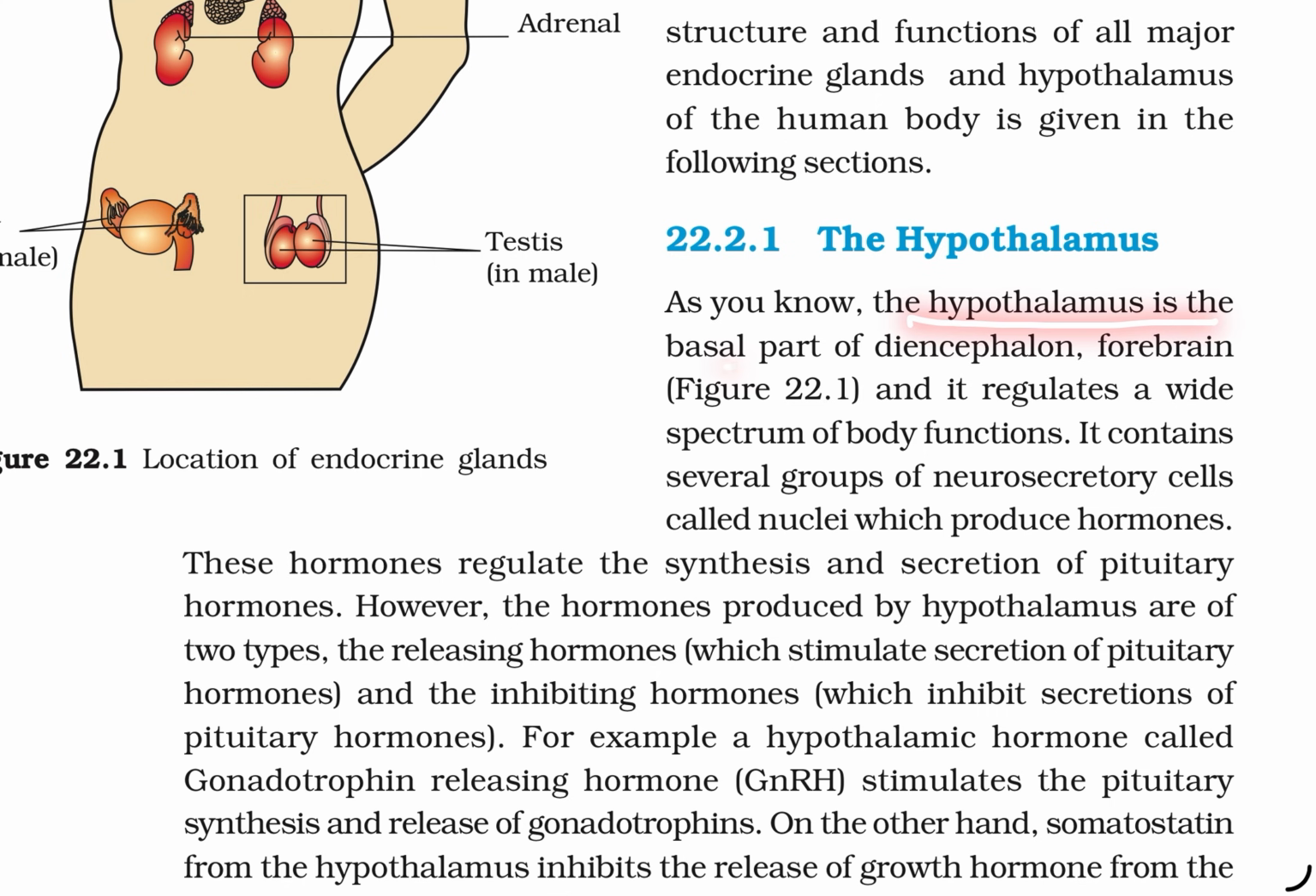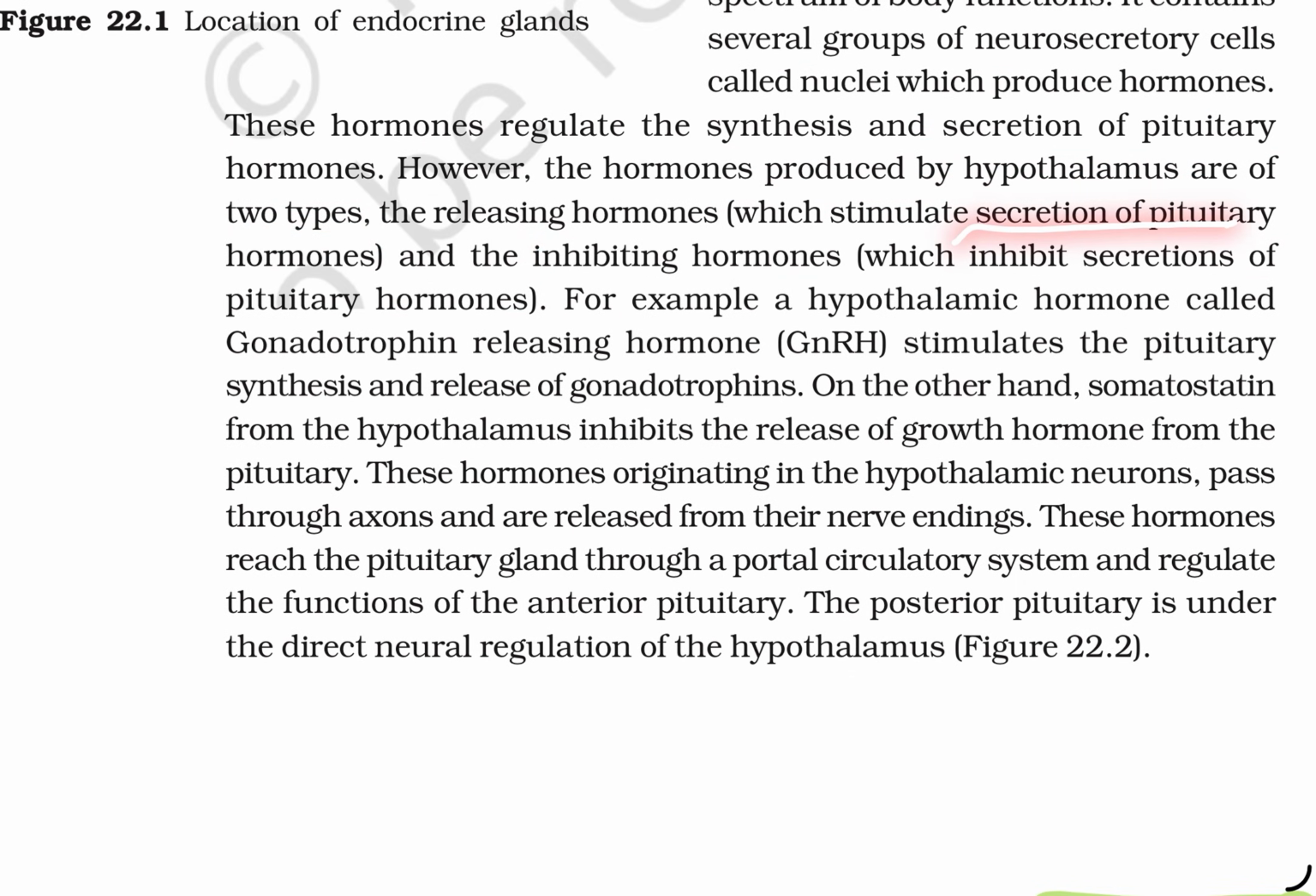The hypothalamus. As you know, the hypothalamus is the basal part of the diencephalon of the forebrain, and it regulates a wide spectrum of body functions. It contains several groups of neurosecretory cells called nuclei which produce hormones. These hormones regulate the synthesis and secretion of pituitary hormones. The hormones produced by the hypothalamus are of two types: the releasing hormones, which stimulate secretion of pituitary hormones, and the inhibitory hormones, which inhibit secretion of pituitary hormones. For example, the hypothalamic hormone called gonadotrophin releasing hormone, GnRH, stimulates the pituitary synthesis and release of gonadotrophins. On the other hand, somatostatin from the hypothalamus inhibits the release of growth hormone from the pituitary.